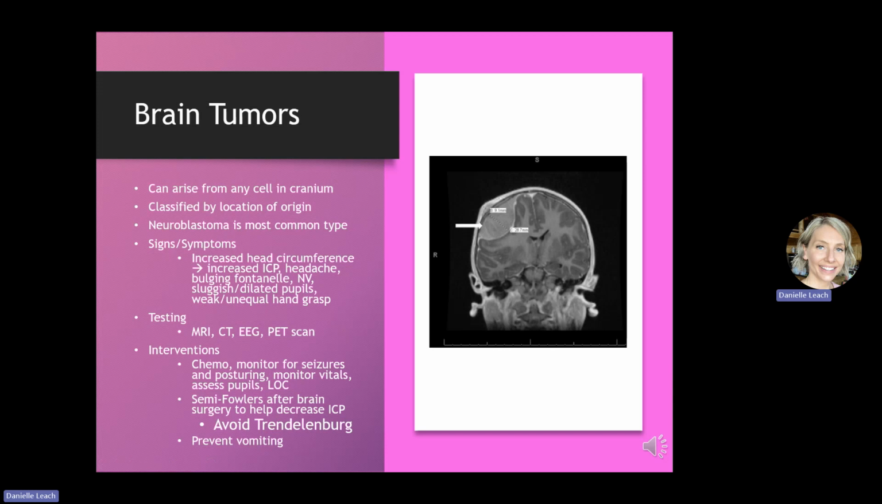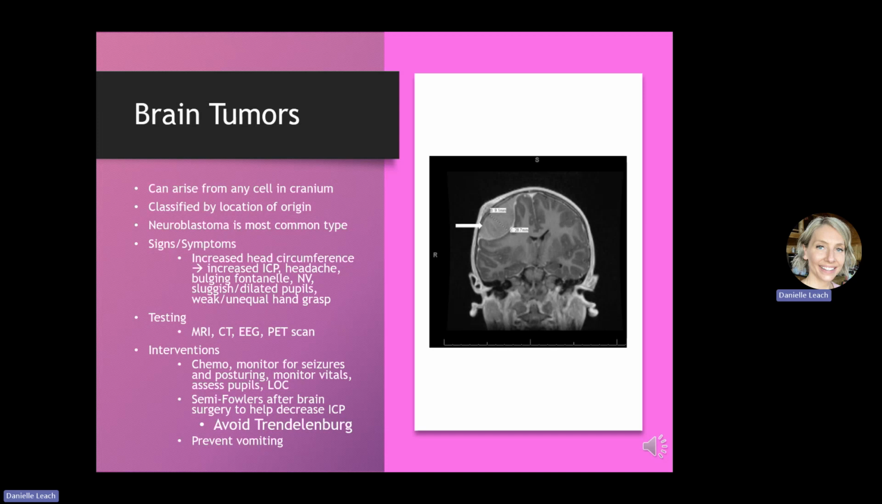Brain tumors can arise from any cell within the cranium, and they're classified by their location of origin. Neuroblastoma is the most common type of brain tumor. It's the one that I talked about earlier that originates from embryonic neural crest cells. It is also found on top of the kidneys, but of course can be found in the brain as well. So we're just going to be talking though about brain tumors in general.